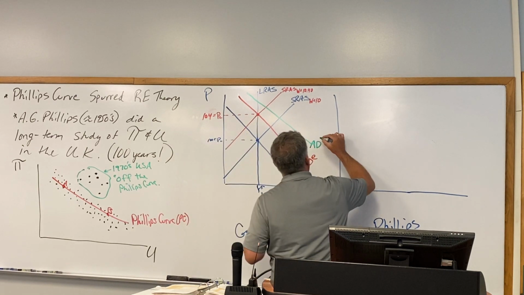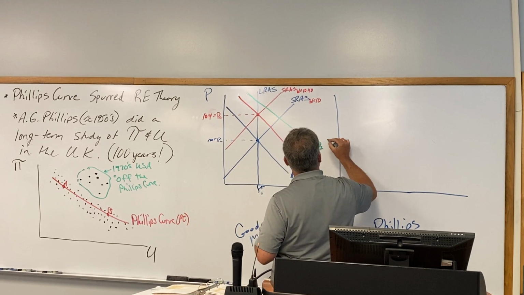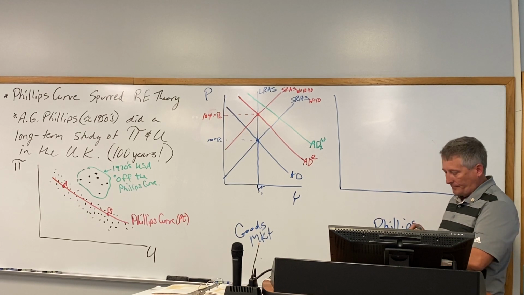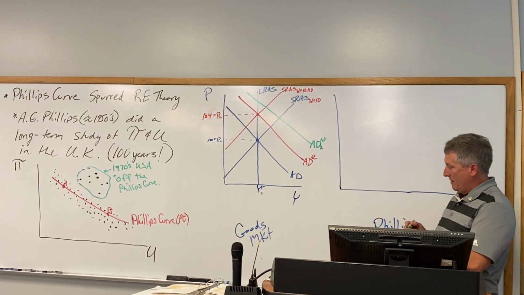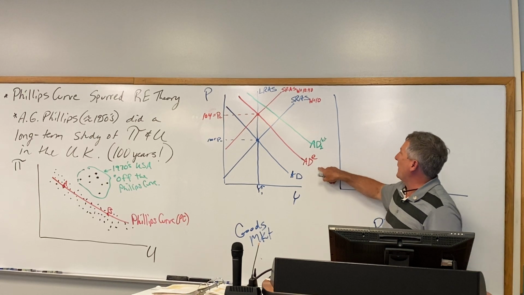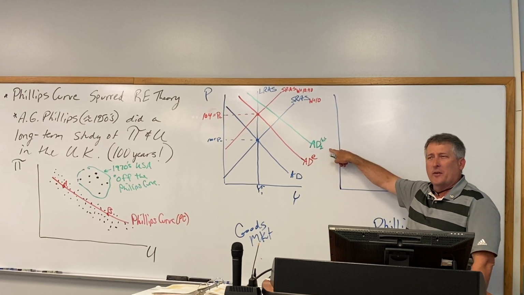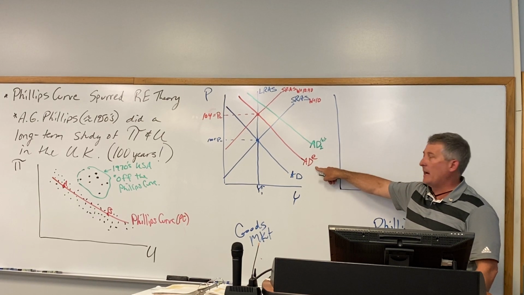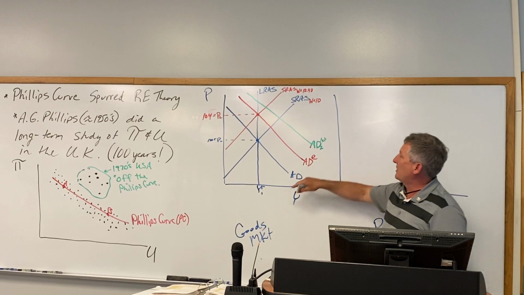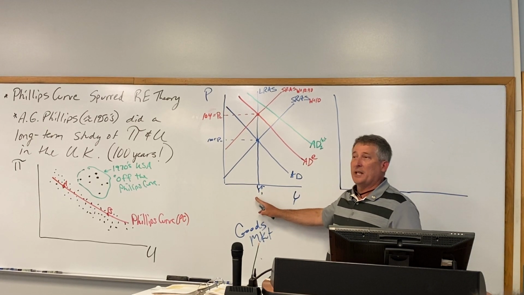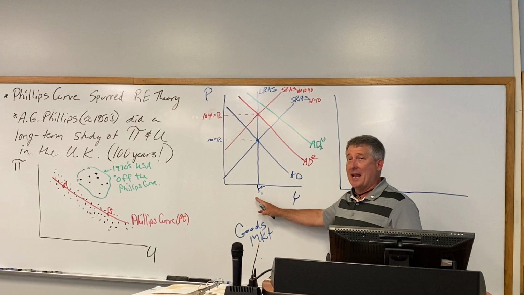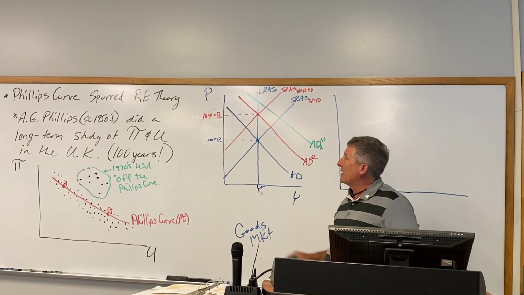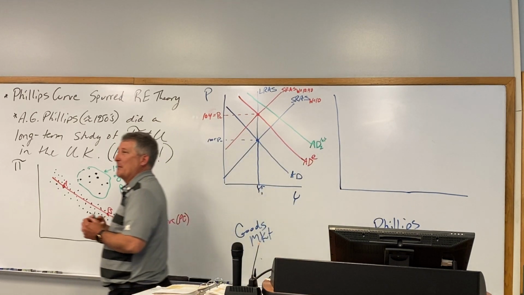AD2 is the actual. I'll put the little actual up there. So we thought it was going to be here. We ended up here. So did we underestimate or overestimate? Underestimated, right? And so now what happened to real GDP? Did it go up or down because of our error? Where's the actual state of the economy?